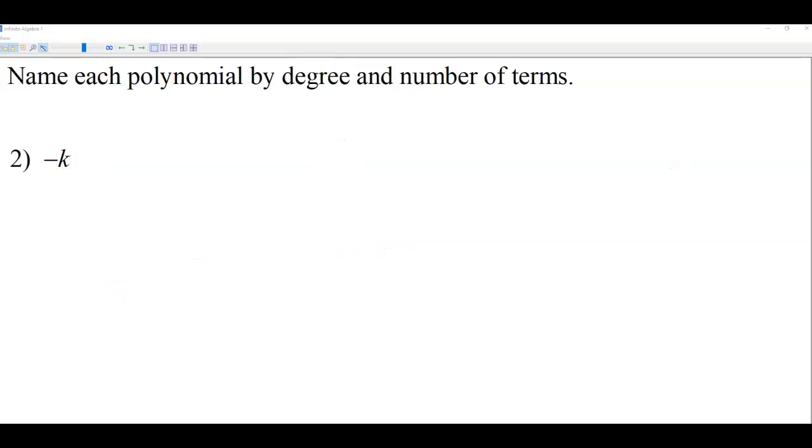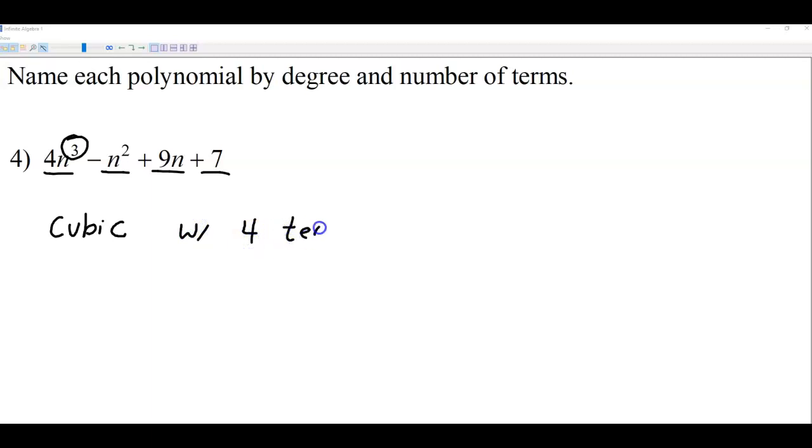Alright, let's go ahead and check out number 4. We want to name this one as well. Now this one, the highest power is a 3. That makes it a cubic function. And there's 4 terms. Now I didn't give you guys a name for 4 terms, so we could just say cubic with 4 terms. The highest I gave you guys was trinomial. They do have a name for this, but it's so unused, it's not very common, that we don't even bother saying it. So we'll just say this is a cubic function with 4 terms.